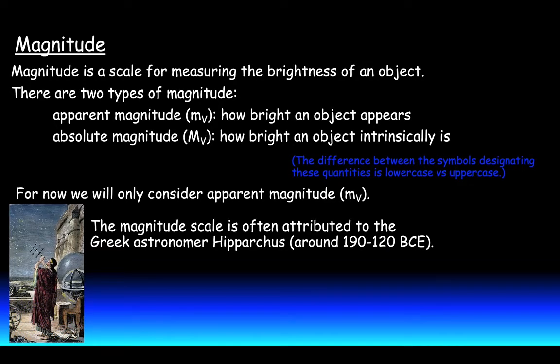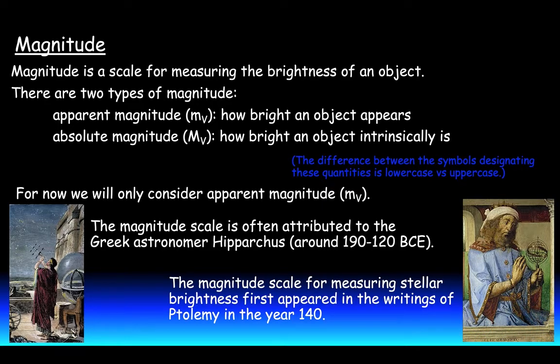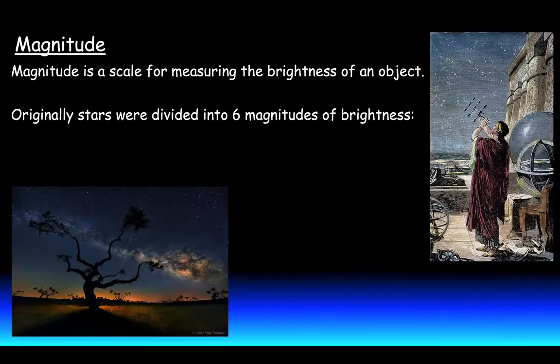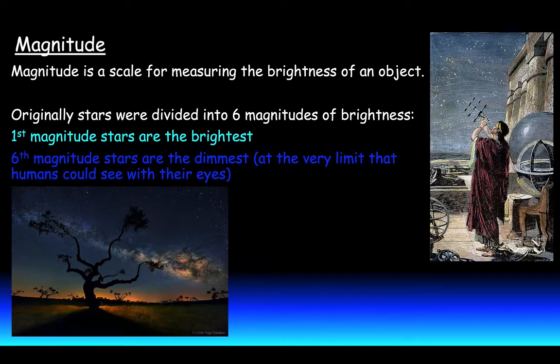The magnitude scale is often attributed to the Greek astronomer Hipparchus, possibly formed somewhere in the range 190 to 120 BCE. The first time the magnitude scale appeared in writings, as far as we know, was in the writings of the astronomer Ptolemy around the year 140 AD. So originally, stars were divided into 6 magnitudes of brightness. The brightest stars were assigned first magnitude, the dimmest stars were assigned 6th magnitude. And these stars were just barely at the limit of what humans with good eyesight could see.